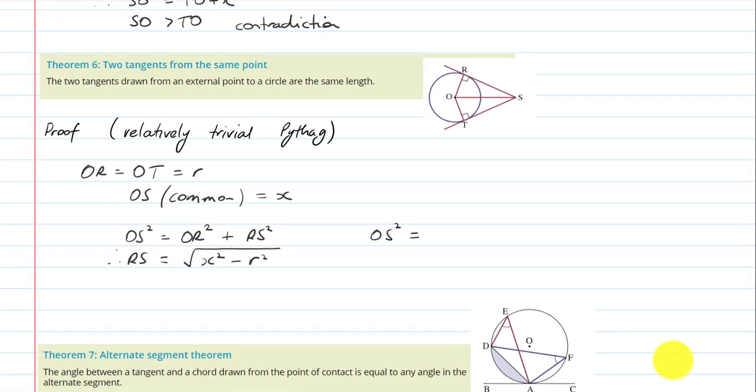And we also have this relationship: OS squared equals OT squared plus TS squared, and so therefore TS is equal to the square root of OS squared, which is X squared, minus OT squared, which is R squared. Therefore RS equals TS in all cases.